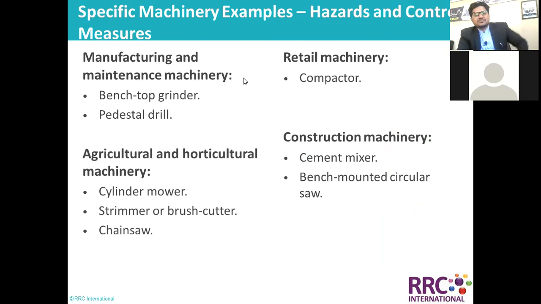Now, these are some specific machinery examples, hazards and control measures: in manufacturing and maintenance machinery, the bench top grinder and pedestal drill. In retail machinery, we have the compactor. In agriculture and horticultural machinery, we have the cylinder mower, strimmer, brush cutter or chainsaw. In construction machinery, we have the cement mixer or bench mounted circular saw. So these are some specific machinery examples, and of course we can identify hazards and put some controls accordingly.